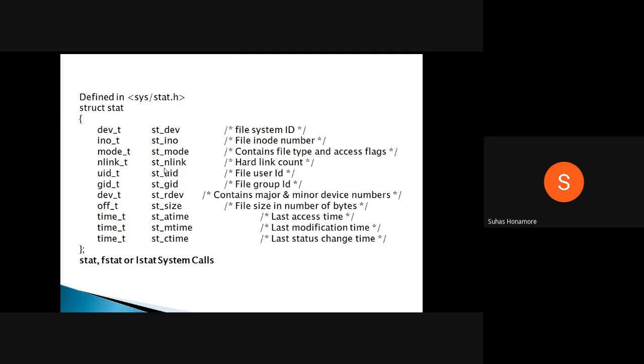So this structure will be retrieved whenever the stat system call is called: stat, fstat or lstat. Here lstat is for a symbolic link file, so we'll use lstat. Whenever you call this, the content of this structure is automatically given. Depending on that, you will see the status of the attributes of that file. In one shot you can retrieve all of them by using these functions.